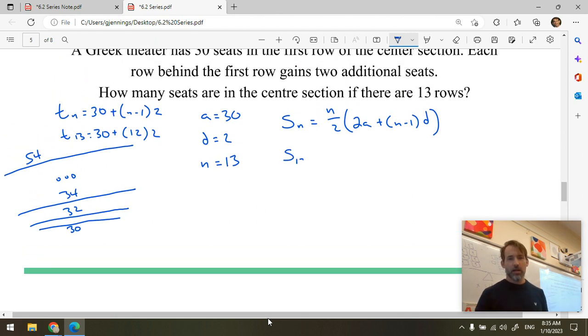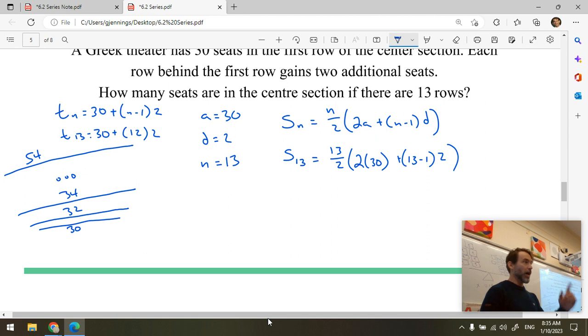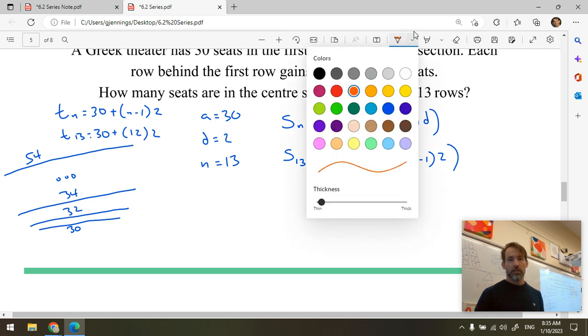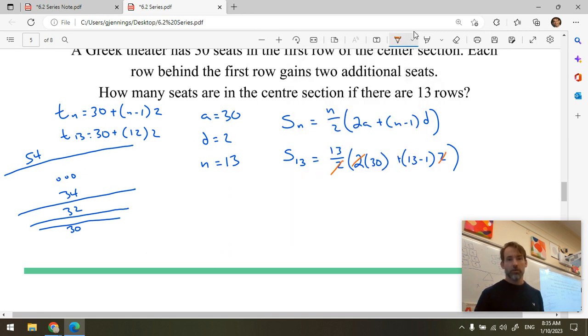So S, the sum of the 13 rows, is going to be 13 divided by 2 multiplied by 2 times 30 plus n minus 1, that is 13 minus 1, multiplied by 2. Now, here's a trick. 2 is a common factor for both of those terms inside the bracket, and I see I'm dividing by 2 outside the bracket. I could cancel all those 2s. So this would be a time where I would apply the distributive property if I was doing this in my head to make the arithmetic easier. But this is at the level of crunch in your calculator. So you can crunch this in your calculator, or you can do it the fancy without a calculator method of cancel all those 2s by factoring them out.